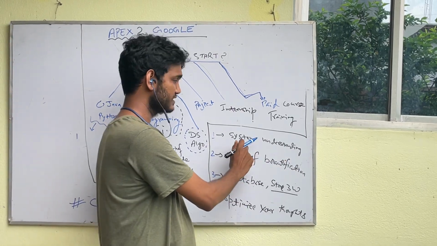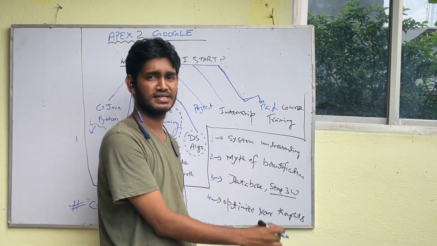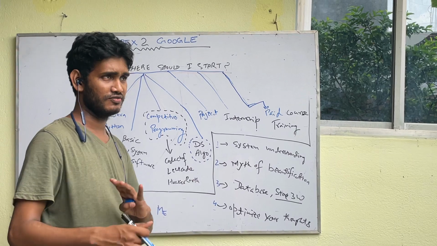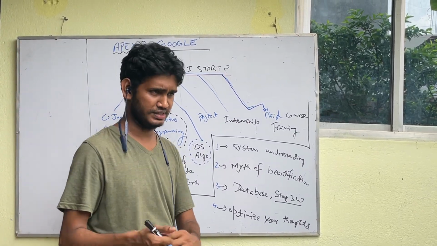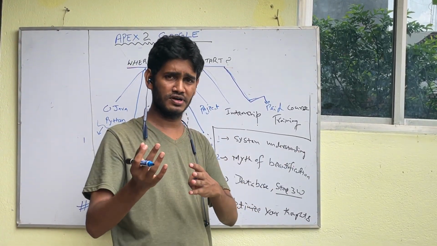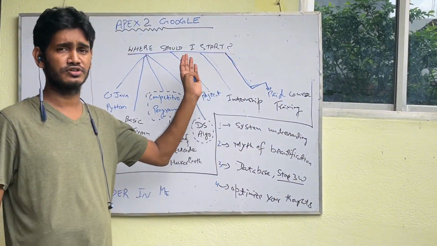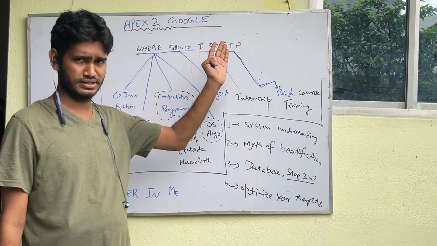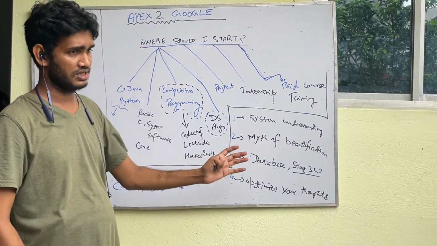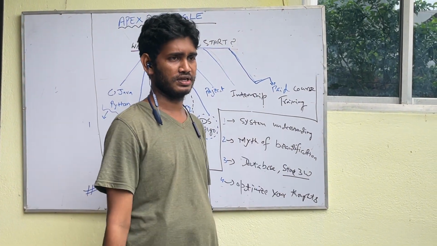So the first thing I want to talk about is system understanding. Why system understanding? You have to understand the computer system. It means you have to understand how the system works, and the reason behind that is that 90% or 80% or 70% of the jobs are already in the IT industry. IT industry means somehow a computer system is going to take care of it.